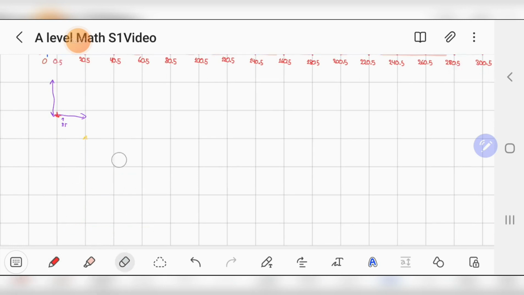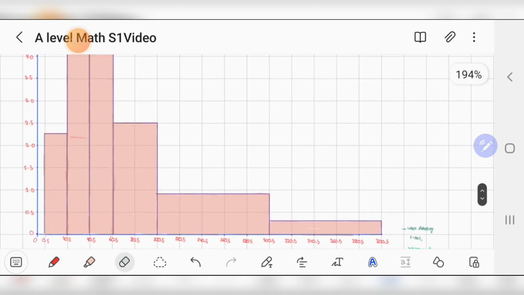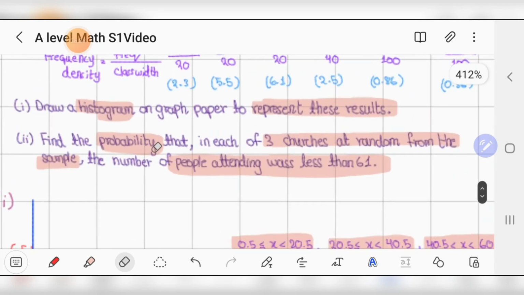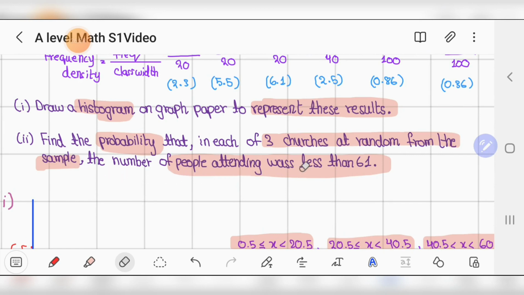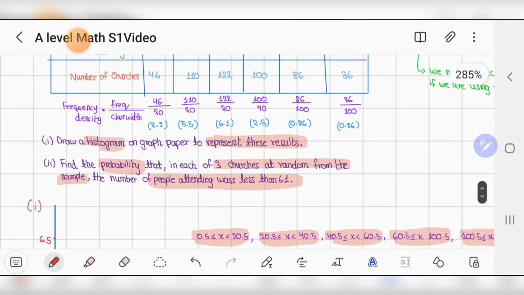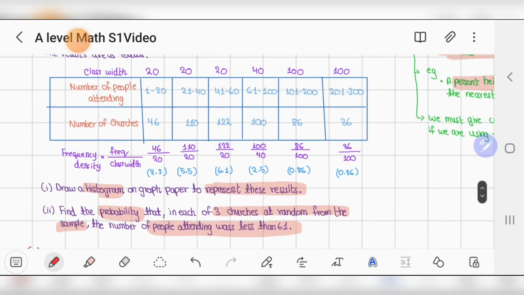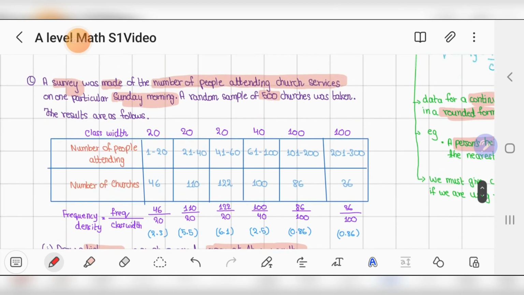Okay, that's it. This is the histogram, and then it says: find the probability that in each of 3 churches chosen at random from the sample, the number of people attending was less than 61. This is a probability chapter, so I think you should watch that video if you want to know how this works. Number of people attending was less than 61. Here you go, from here. You're just going to add them up and then divide by the total, which is 500.